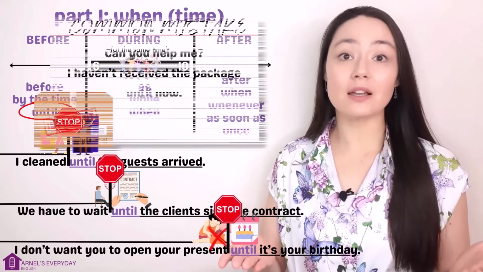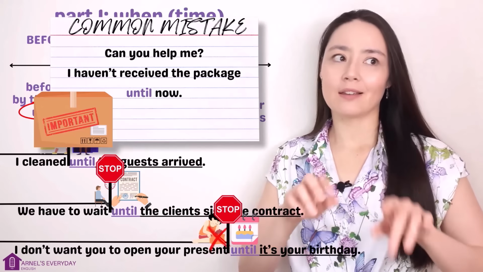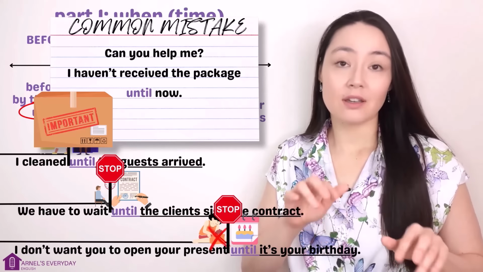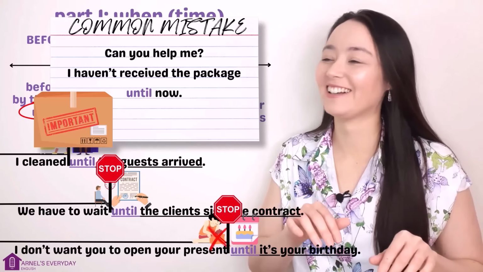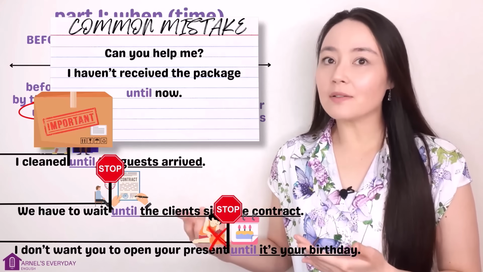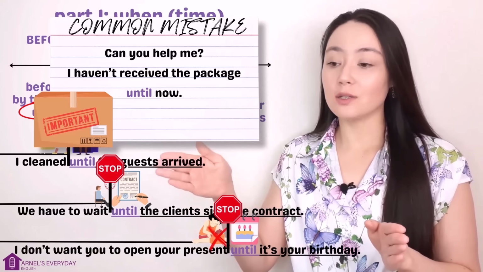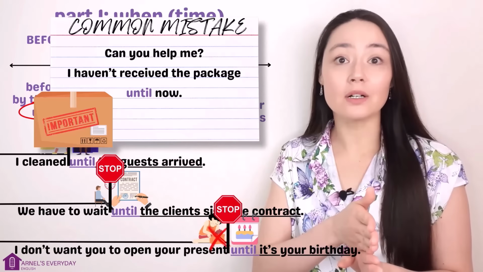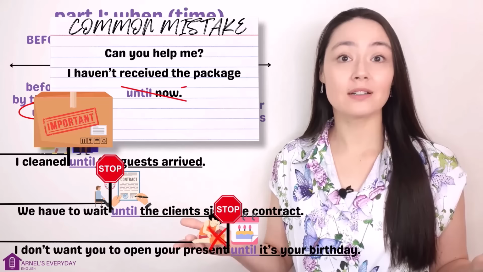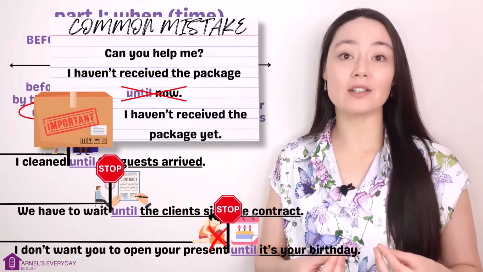Here's a common mistake. Imagine you're waiting for an important package to arrive. Can you help me? I haven't received the package until now. And this is typing. I'm typing. I haven't received the package until now. This is a little bit confusing because this means you have received the package. You haven't received it until now. So if you have the package, why do you need help? If you're still waiting, you need to say, I haven't received the package yet.